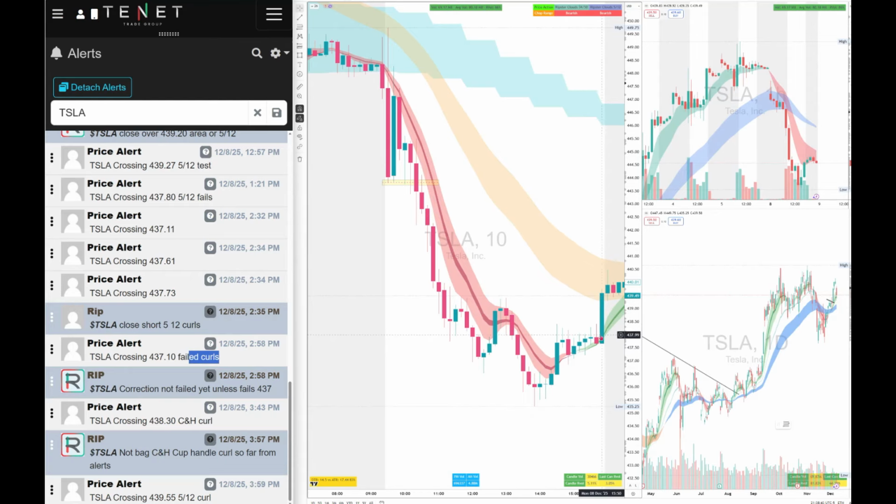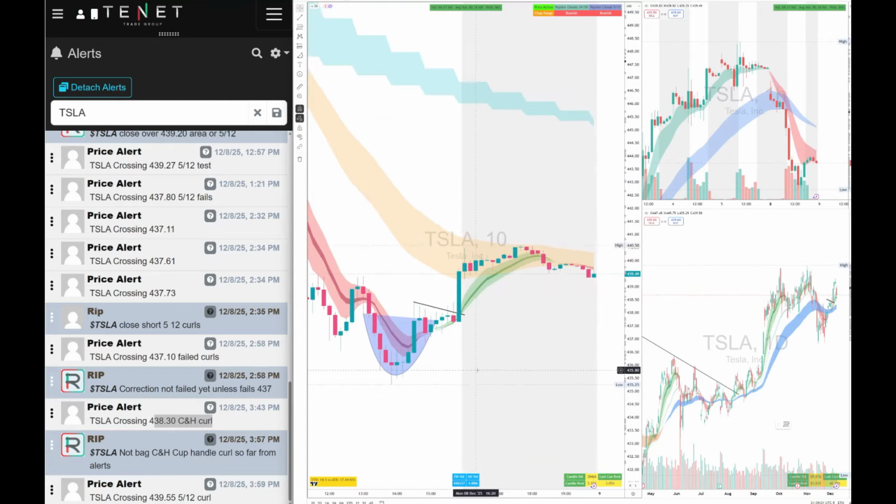And then finally it curled here, created a nice little cup and handle. That's where we exited. I did tell the traders that you could long Tesla here for this nice little cup and handle, and there was a breakout alert I sent. So you could risk like $1 here and make a couple of bucks, nothing crazy. So that was a Tesla trade.